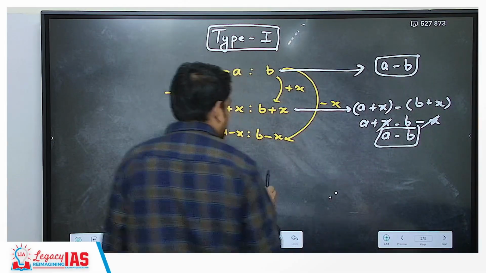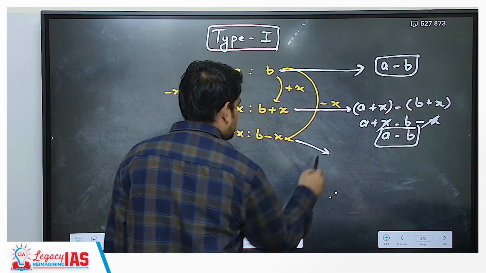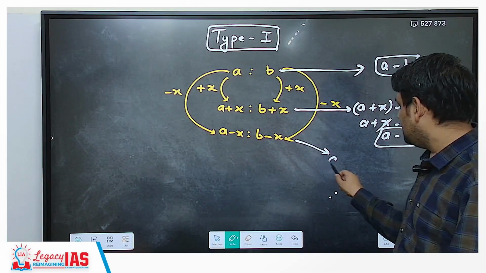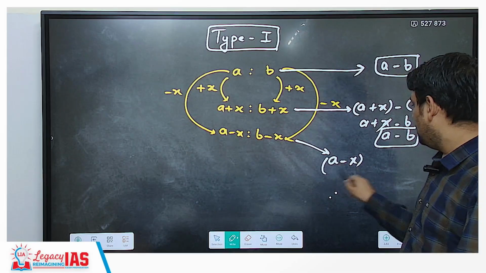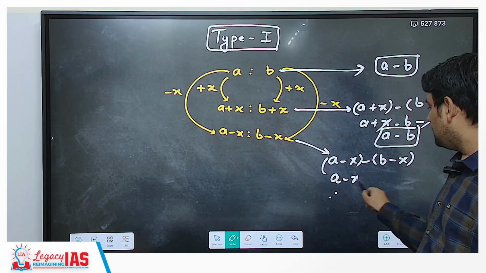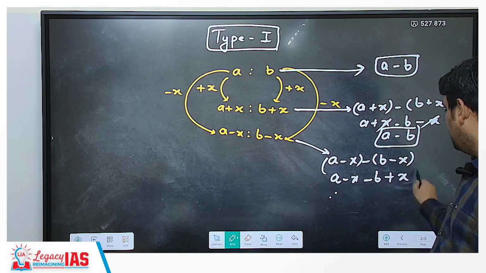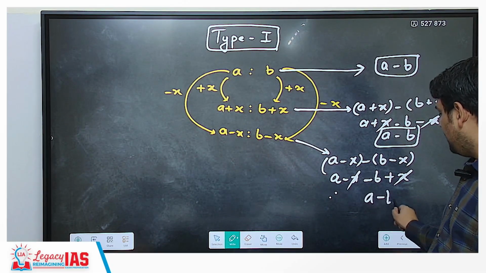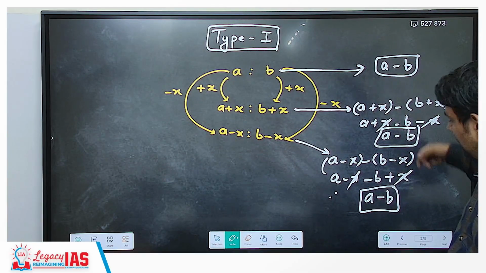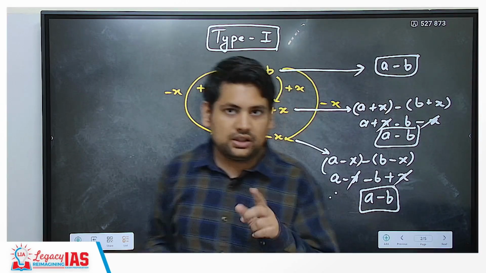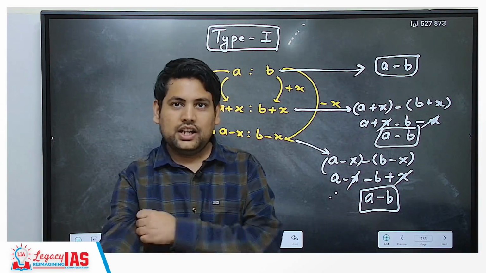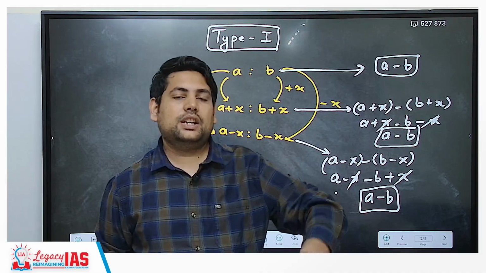Now, see in this part also, when we subtract, this is A minus X minus B minus X. What will you get? A minus X minus B plus X. X and X again cancel out. What do you get? A minus B. That is, in all the three cases, the difference between the first part and second part is constant. Correct? The difference between first part and second part is constant.